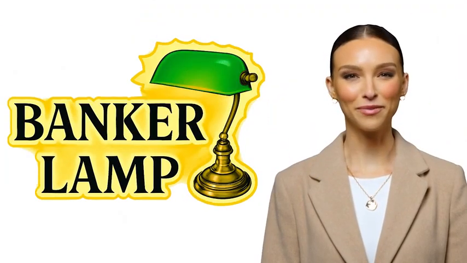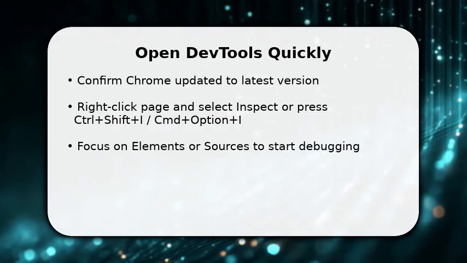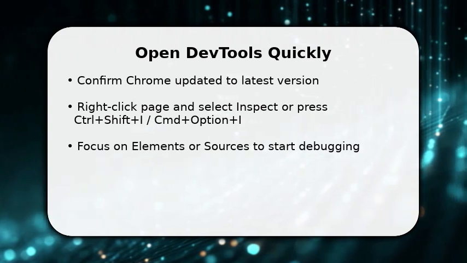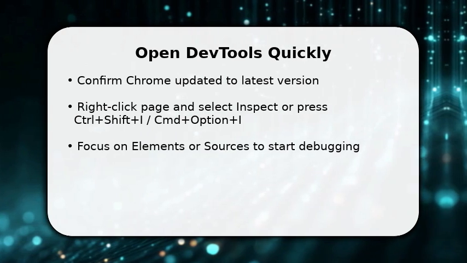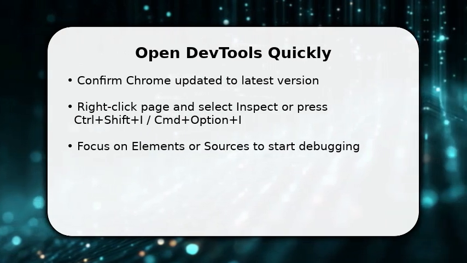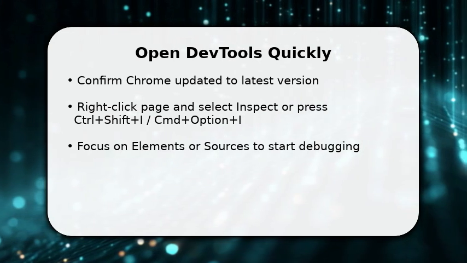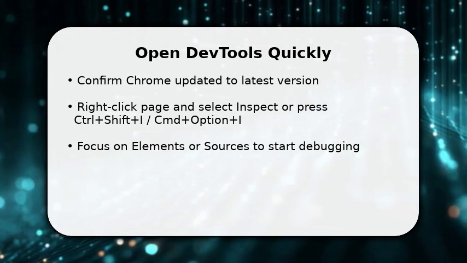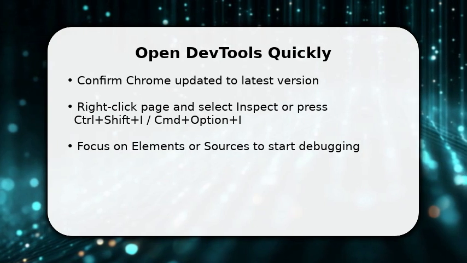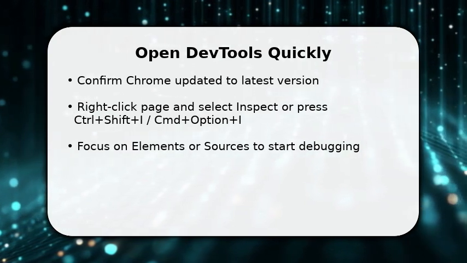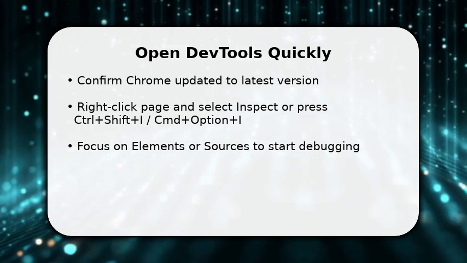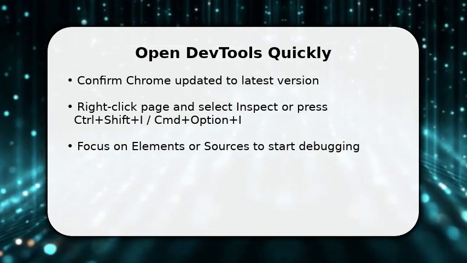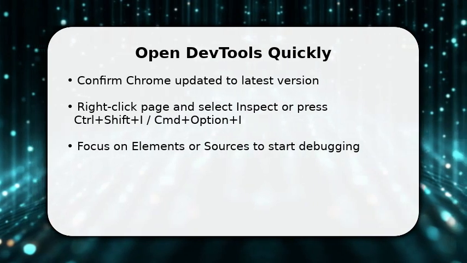Please enjoy the video. You start now, open Chrome and make sure it's updated so DevTools has all features. Right-click anywhere and choose Inspect, or press Ctrl-Shift-I on Windows/Linux, Cmd-Option-I on macOS. Once done, make sure the panel is docked where you prefer, side or bottom, because layout affects how you inspect DOM and network. Switch to Sources to begin setting breakpoints, or use Elements to inspect live HTML and styles.